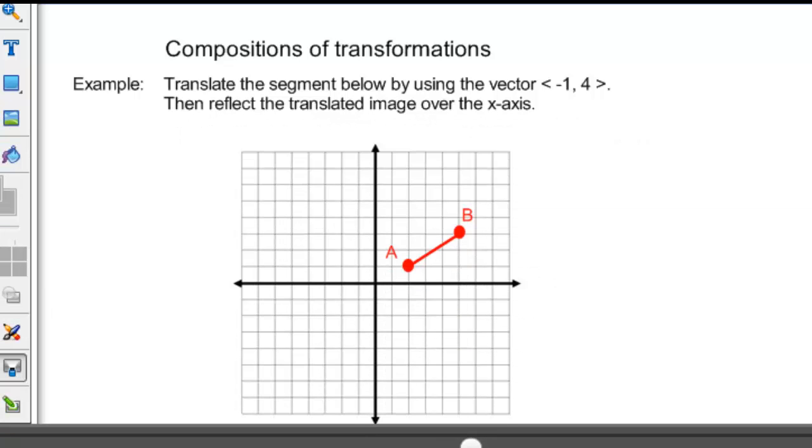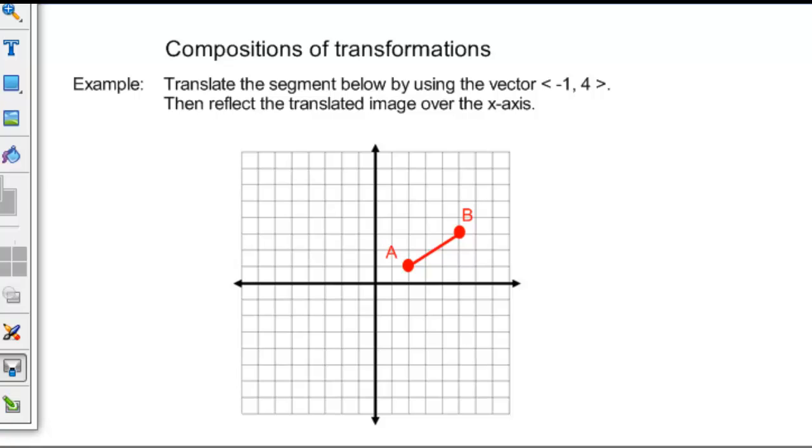So we've got our segment AB. When we translate it following that vector, we're going to get a segment A prime, B prime. And since that vector is -1, 4, remember that means the -1 means 1 unit left, and the +4 means 1, 2, 3, 4 units up. And there is our first image, A prime, B prime.